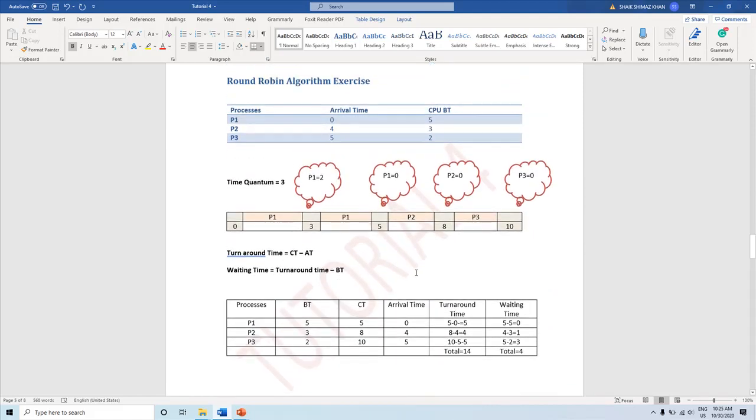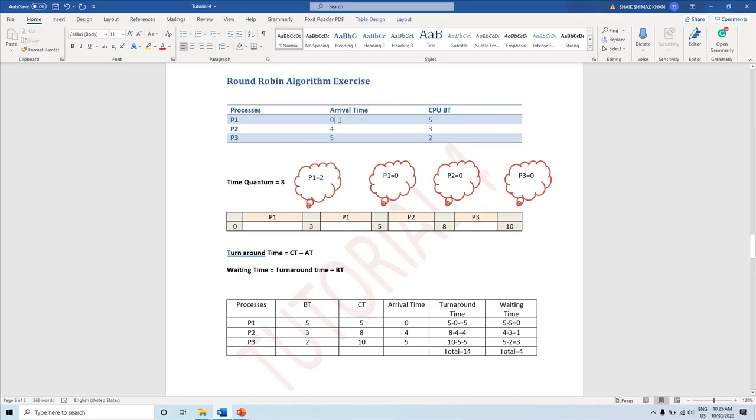So this is one more problem. You can see processes P1, P2, P3, their arrival time is given and their burst time is given, and the time quantum is given. This is very important for you because this problem is a little complicated.